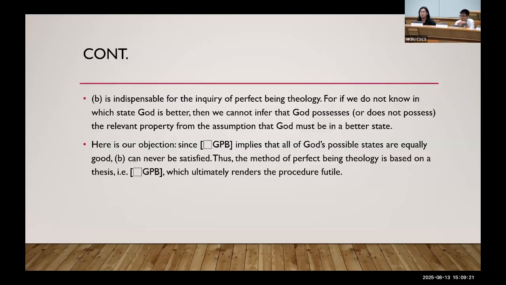So here is our objection. Since box GPB implies that all of God's possible states are equally good, that is the result of the equality thesis, condition B can never be satisfied. Because condition B says that at least one such possible state of God is better than another. But the equality thesis requires that any of God's possible states is equally good. Yes, the method of perfect being theology is based on a thesis, that is box GPB, which ultimately undermines this project itself.